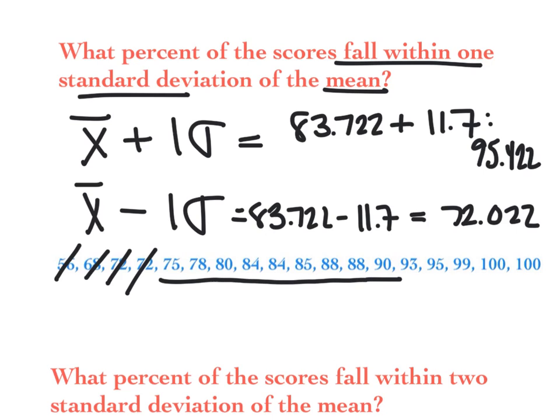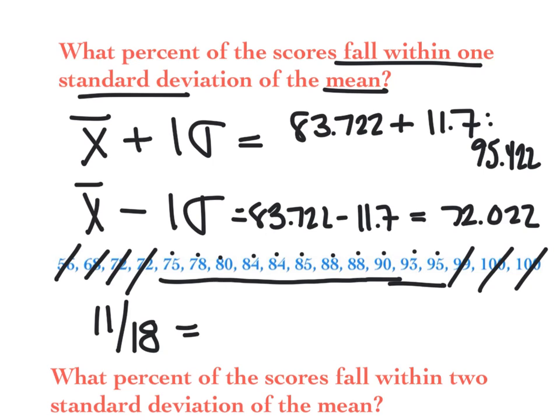Okay, let's see, does 95 fall in there? I would say yes, but 99 does not. So how many is that? 1, 2, 3, 4, 5, 6, 7, 8, 9, 10, 11. Now if it said how many, I'd be done, but notice it says what percent. So to get a percent, I just divide by the total. I would say that's 11 out of 18. Which is 61.111%.